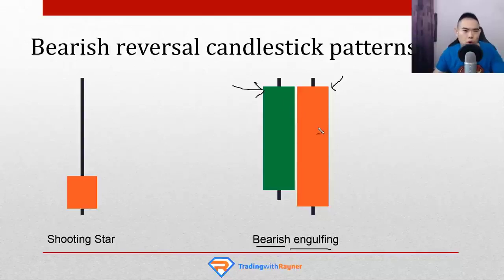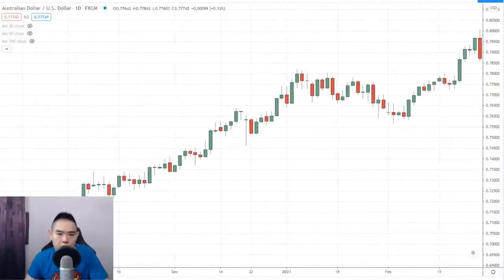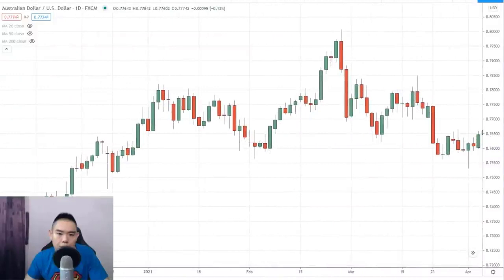Okay, so let me just walk you through a few chart examples so you know how to actually spot a bullish engulfing pattern, a bearish engulfing pattern, and stuff like that. You can see over here on this chart, Aussie against US dollar, this is what we call a bearish engulfing pattern. See how the body of this candle has engulfed, has covered the body of the previous candle.